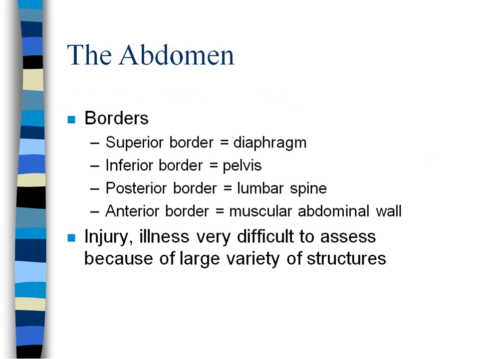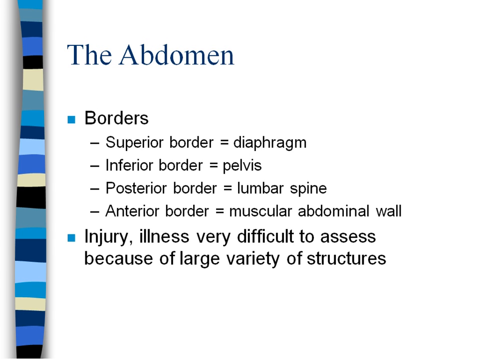Several different borders. So when we start talking about cavities, we're really talking about thoracic cavity or chest cavity, and abdominal cavity. So it's important to know where they split, where it becomes the pelvic cavity or the pelvis versus abdominal. So the superior border, which we know means up or above, is the diaphragm. The inferior border is the pelvis.